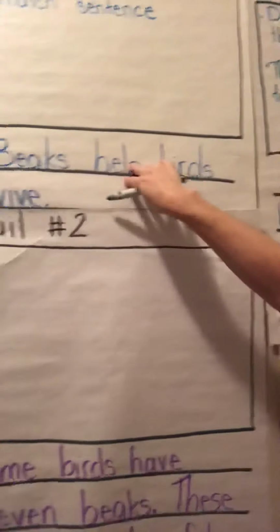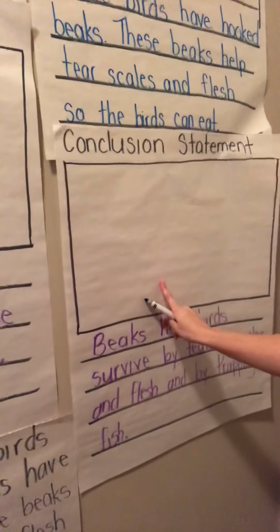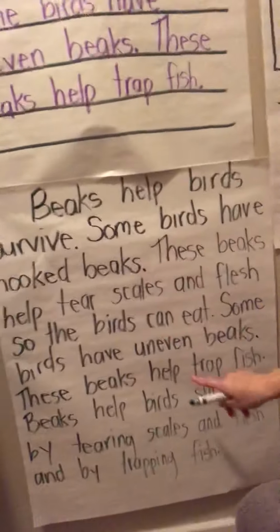All right, so I did the first step. I copied all of my sentences that I created so far. So all we did so far was I had my focus statement. I copied that first. Then I did my detail 1. Then I did my detail 2. And then I copied my conclusion. So I put all 4 of these together to make my one paragraph. So that's the first step.